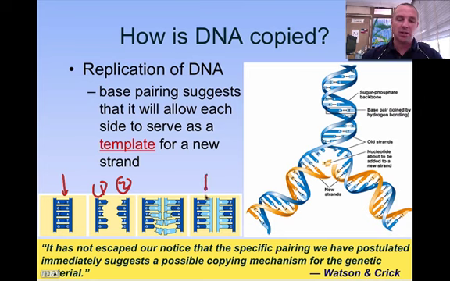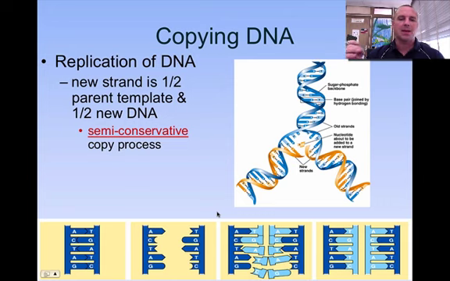Now, the good thing you need to look at with the 2 new strands is that each one of these has an old strand, and each one of them has a new strand in the new DNA that has been made. Very important. And that is why we call it semi-conservative copying. It's because when it copies, half is new and half is old, so it conserves half of the old.